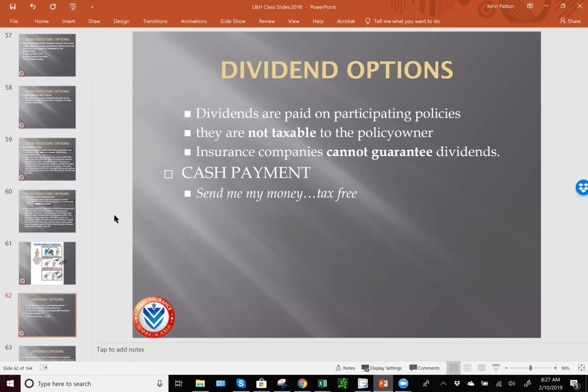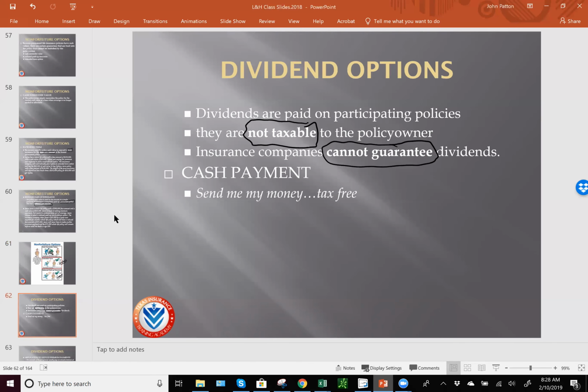Now, two things I need you to know right away about dividends on these participating policies. Number one, dividends are not guaranteed in a policy because if they didn't make a profit, there is no dividend. Next, a dividend is also not taxable. And the reason it's not taxable is it's considered a return of any unearned premium from the year before. So those are two things very important about your dividends, not taxable and not guaranteed.